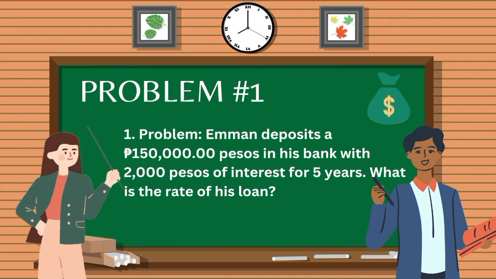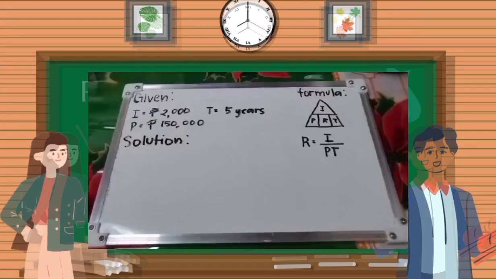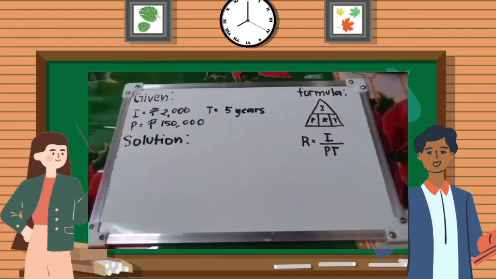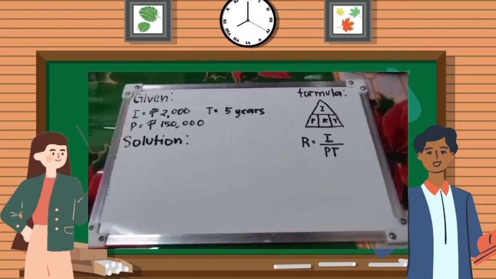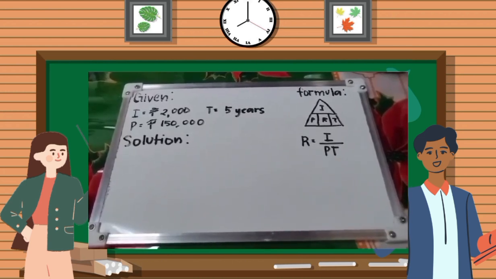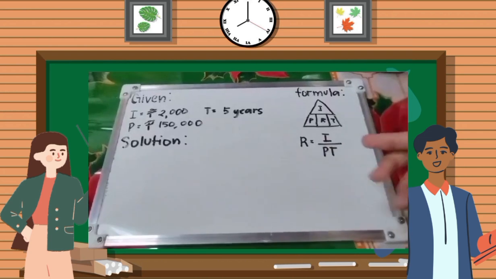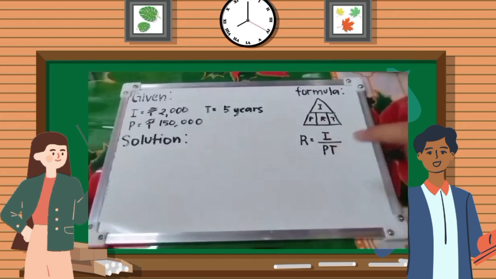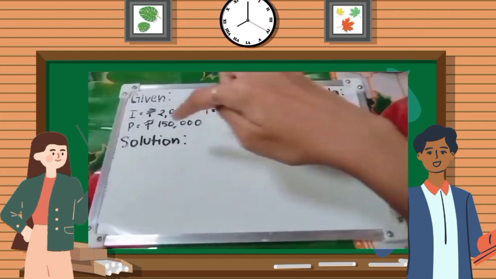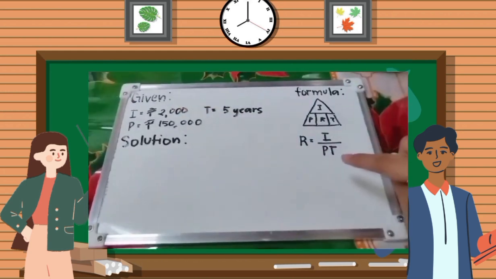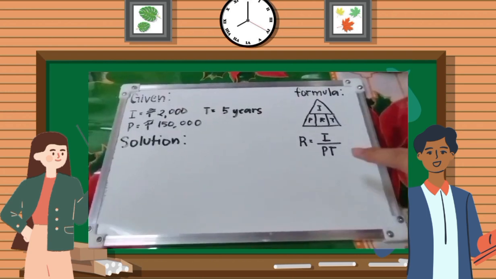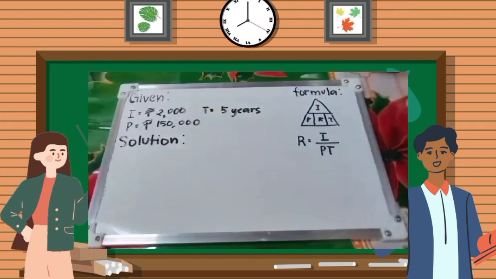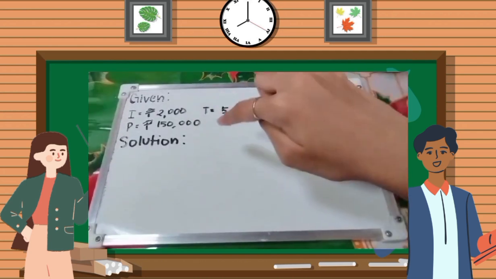Eman deposits 150 pesos in his bank with 2,000 pesos of interest for 5 years. What is the rate of his loan? So our given is an interest of 2,000 pesos, a principal value of 150 pesos, and a time of 5 years. Our formula is rate equals I over P times T. Our I is 2,000 pesos, our P is the principal value, which is 150 pesos, and the time is 5 years.